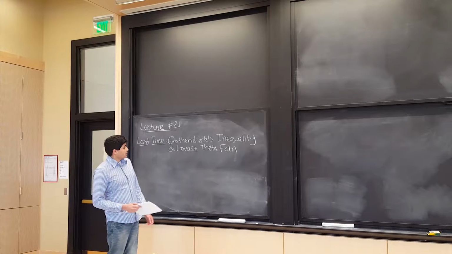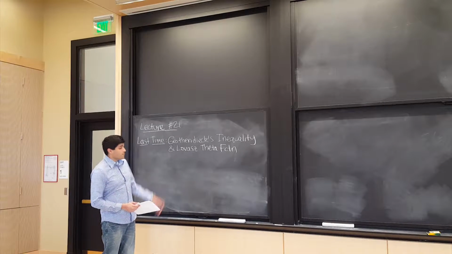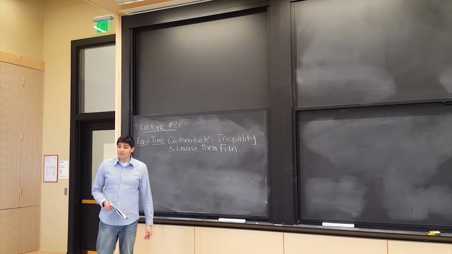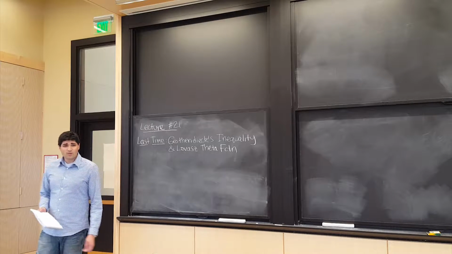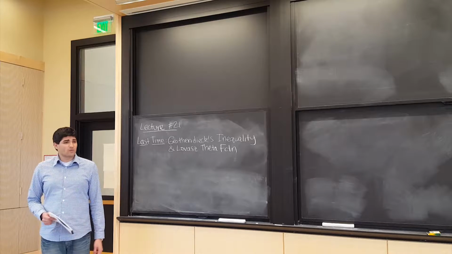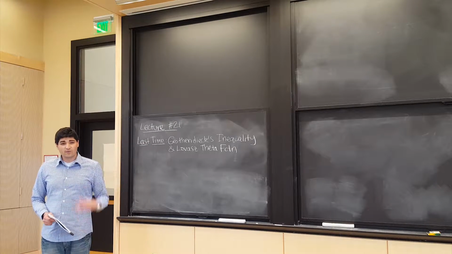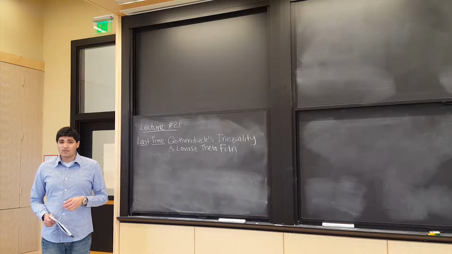Guys, so let's get started. So last time we talked about Grothendieck's inequality and the Lovász theta function. As usual, can someone give me a quick reminder about what the main takeaways were? Let me ask first about Grothendieck's inequality. There was a really neat trick underneath it. Can anyone remind me what it was?